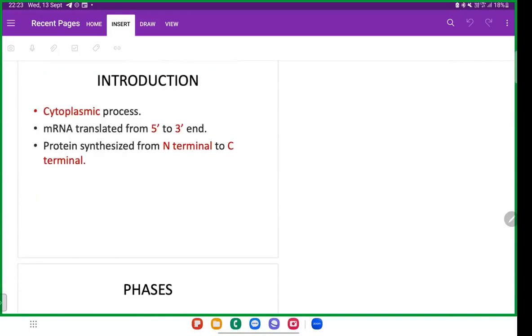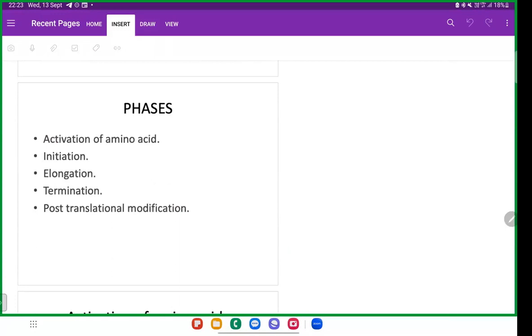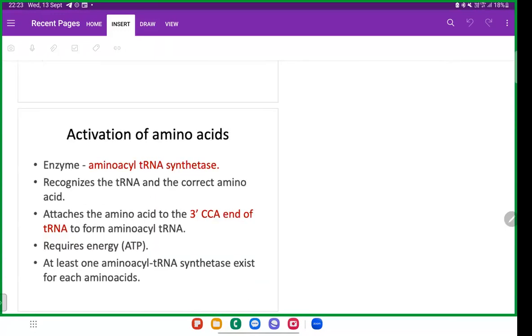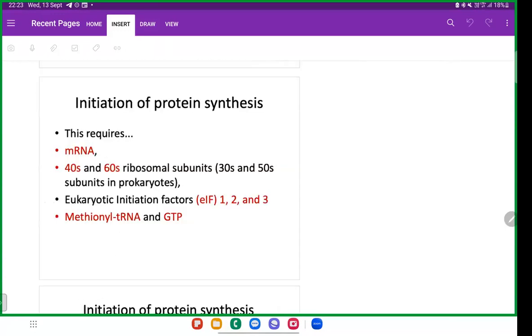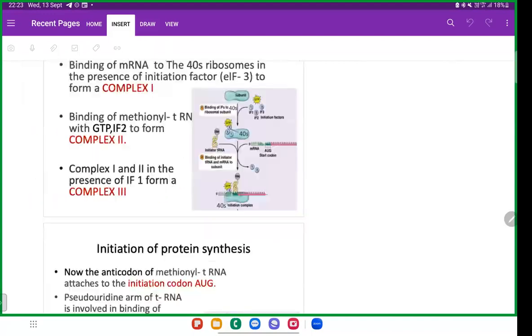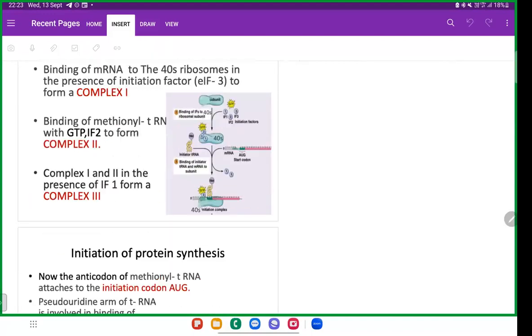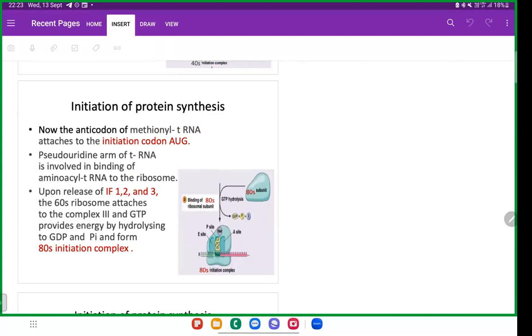So there are different phases, as I told you. Now you have activation of amino acid. Once there's activation of amino acid, there's an initiation of protein synthesis, so you're going to have formation of the protein synthesis complex. Whatever was recorded and told in that video, I've given the pictures as a PDF. I'll just send it to you.